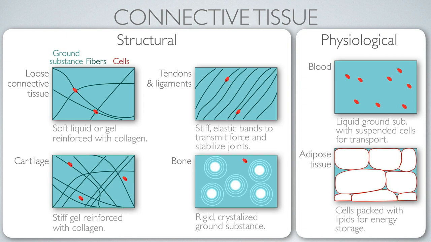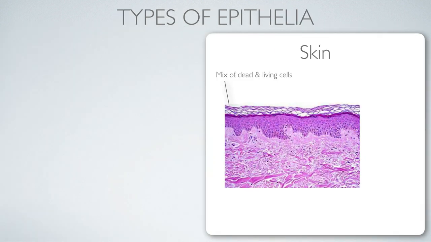All right, now let's transition to epithelia. As I mentioned, epithelia function to provide a barrier between the interior of your body and the external environment. And you can think first of skin.